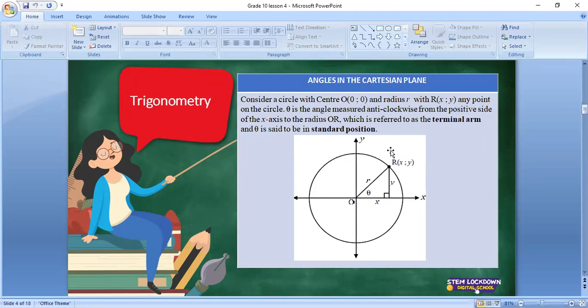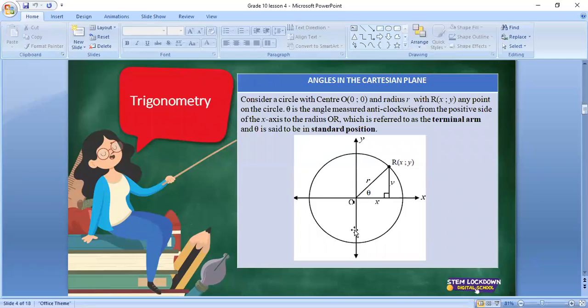The theta is an angle measured anti-clockwise from the positive side of the x-axis. The radius can go all around in an anti-clockwise manner; this is clockwise, this is anti-clockwise. We call this OR the terminal arm, and this theta is said to be at the standard position.